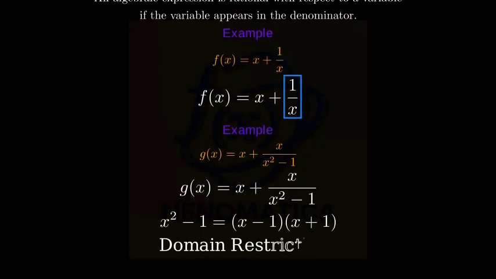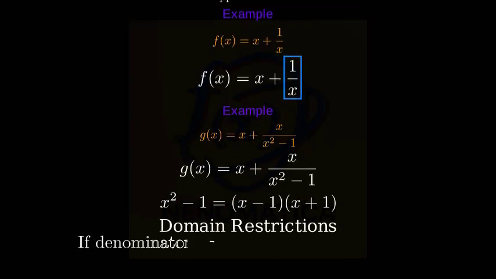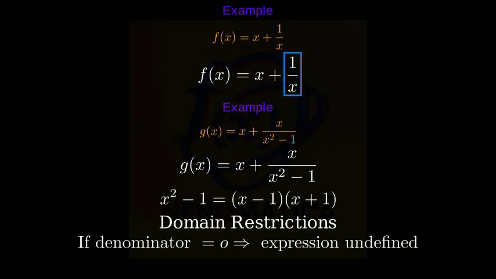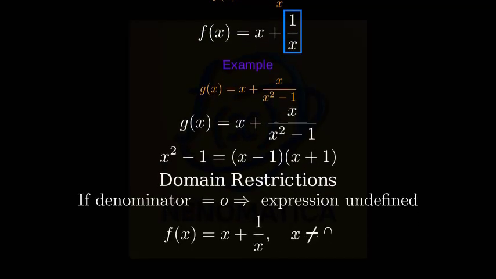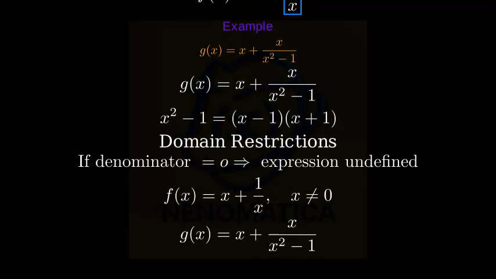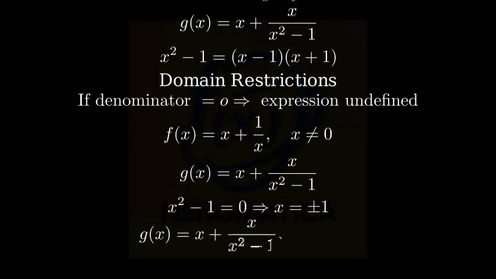When working with rational expressions, it's important to identify domain restrictions. The value of x cannot make the denominator equal to 0, as division by 0 is undefined. For our first example, f of x equals x plus 1 over x, the domain restriction is x cannot equal 0. For our second example, g of x equals x plus x divided by x squared minus 1, the denominator equals 0 when x equals positive 1 or negative 1. Therefore, the domain restriction is x cannot equal positive 1 or negative 1.